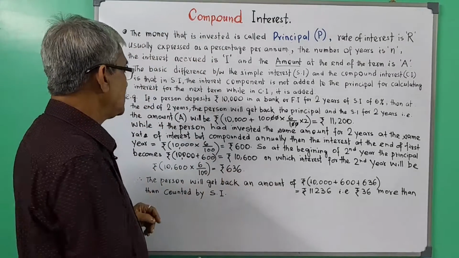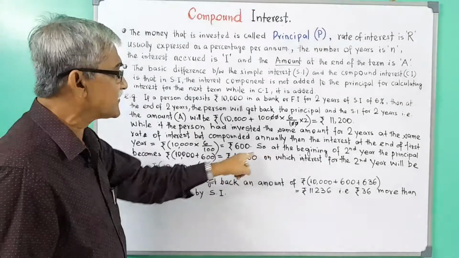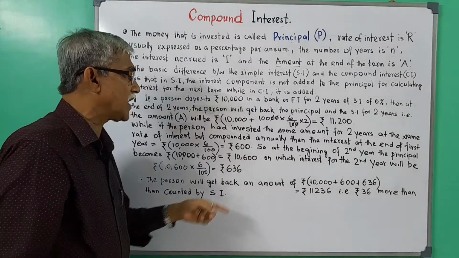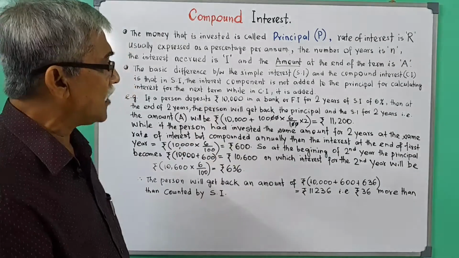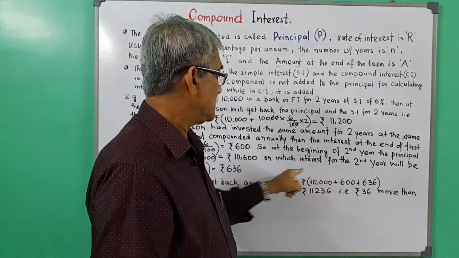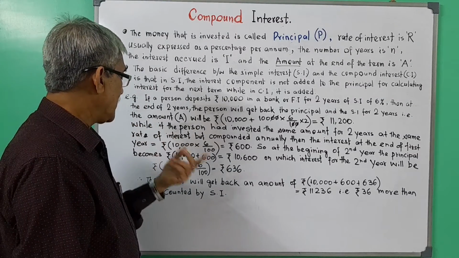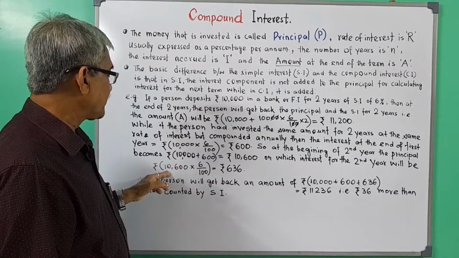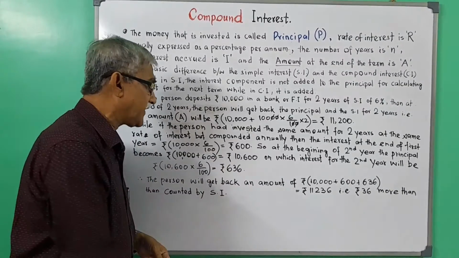So at the beginning of the second year, the principal will become rupees 10,000 plus 600, that is the interest accrued for the first year. That is, in total it will be rupees 10,600. This is the amount of principal on which the interest for the second year will be counted. So the interest for the second year, once again the same formula, PRT by 100, that is rupees 10,600 into 6 by 100, that amounts to 636.